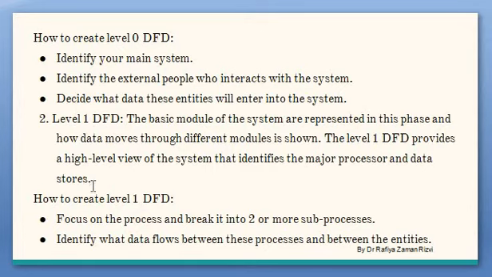Okay, then how can we create a level 1 DFD? Focus on the process and break it into 2 or more sub processes. Okay, so here we'll have to create sub processes as well. That is why this is the second level of DFD, that is level 1. Then identify what data flows between these processes and between the entities.